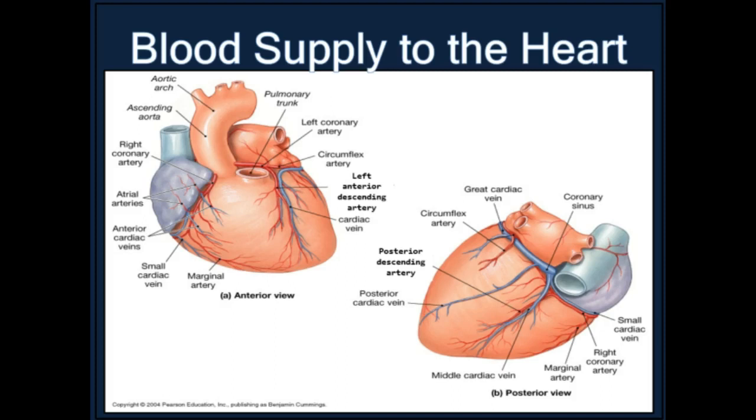Plaque can partially or totally block the arteries, causing ischemia to heart muscle. When myocardium is starved of oxygen, it causes angina or a myocardial infarction, which is the medical term for a heart attack. The coronary veins generally parallel the path of the coronary arteries. It is collected in the coronary sinus on the posterior of the heart and is returned to the right atrium.